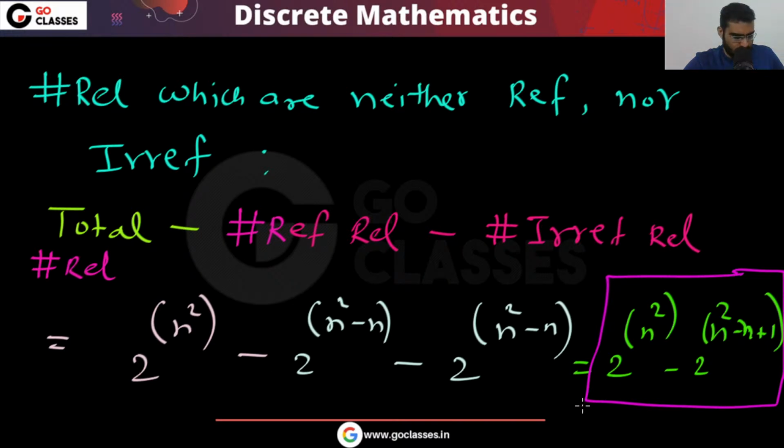Okay, let's move on. The next variation is: how many asymmetric relations? Let's find out the number of asymmetric relations.